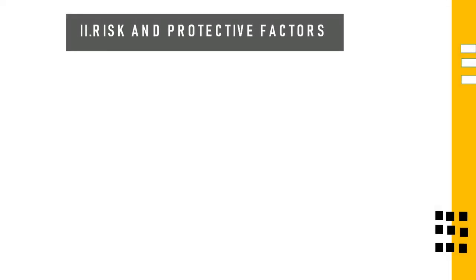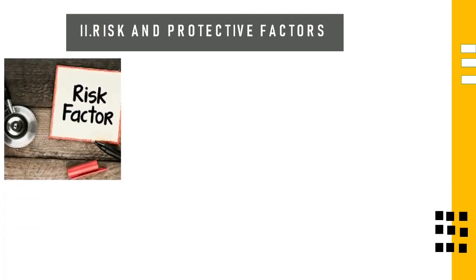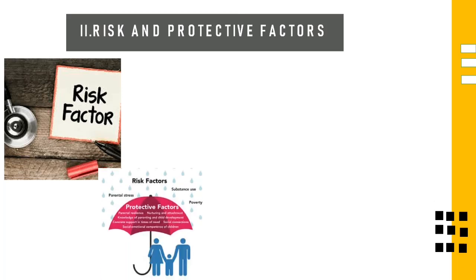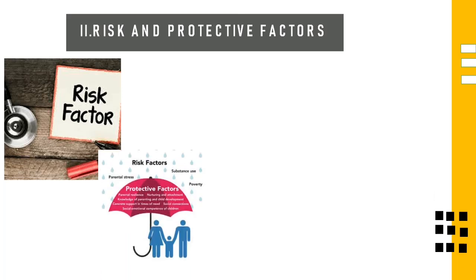and protective factors of using drugs. The use, misuse, and abuse of drugs are the result of various factors surrounding a person. These factors either increase or decrease the possibility of a person to use drugs. Risk factors are those influences which increase the chances of using, misusing, and abusing drugs. Protective factors, on the other hand, are those influences which decrease the chance of using, misusing, and abusing drugs.